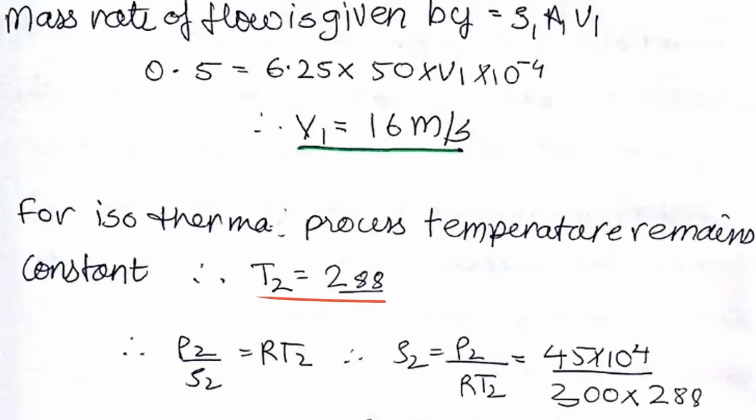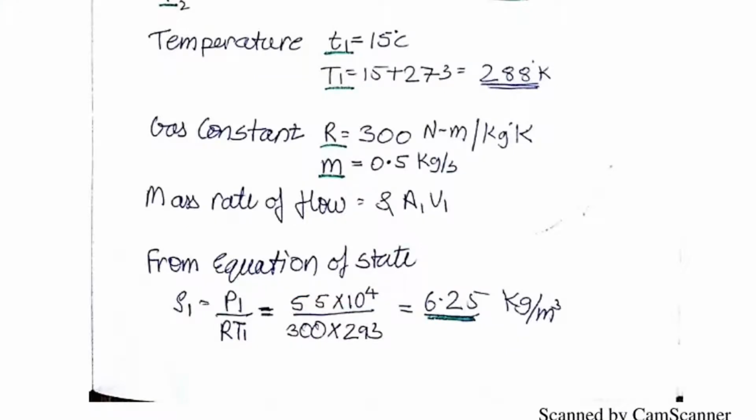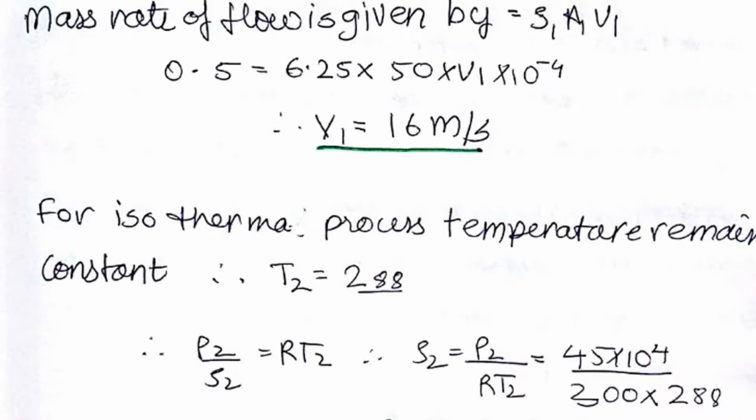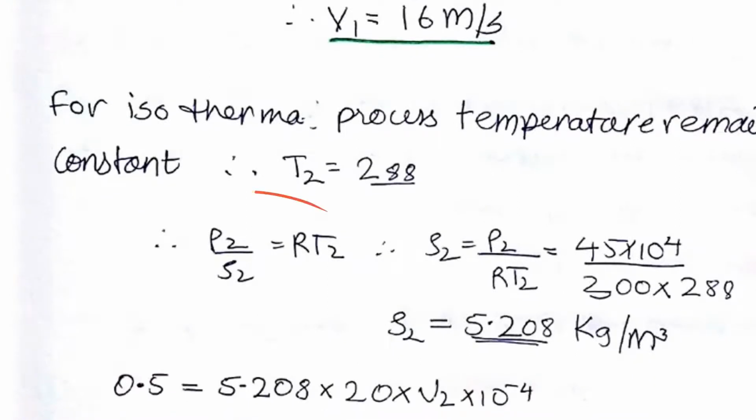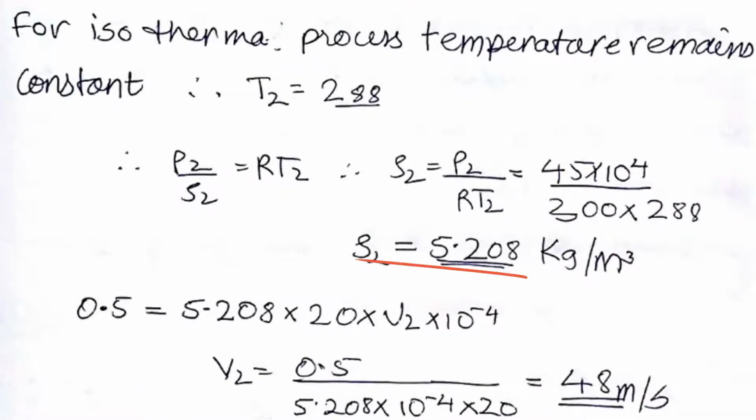Also in this, we'll be using the same mass flow rate formula. Here, we will find the value of rho2. The density at that section will be given by this relationship: rho2 is equal to P2 divided by R into T2. We know the value of P2, and we also know the values of R and T2. After we substitute all the respective values, we get rho2 equal to 5.202.